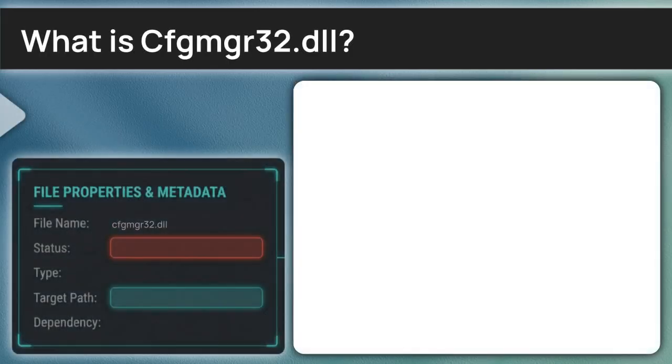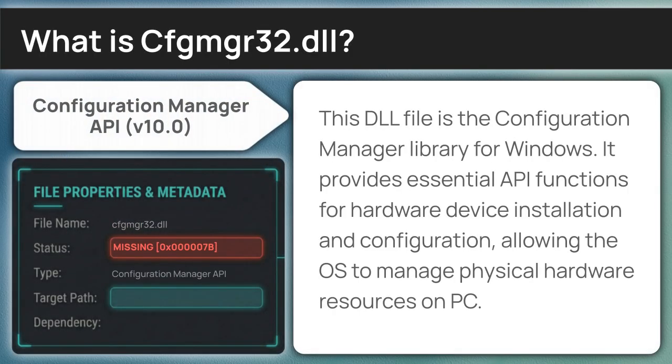This DLL file is the Configuration Manager library for Windows. It provides essential API functions for hardware device installation and configuration, allowing the OS to manage physical hardware resources on a PC. Now that the background is clear, let's walk through the actual installation steps.